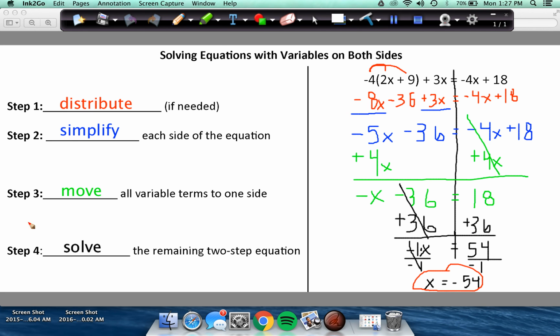Okay, so our steps, I'll go through them one more time. Distribute, which I did. If you have parentheses, you have to distribute, so distribute if you need to. Simplify. Remember, ask yourself, are there any friends on the same side? In this case, there were, so I simplified that side. My next step was to move all my variable terms to one side. Get all your friends on the same side, all your x terms, all your variable terms. Last step is to solve your two-step equation.